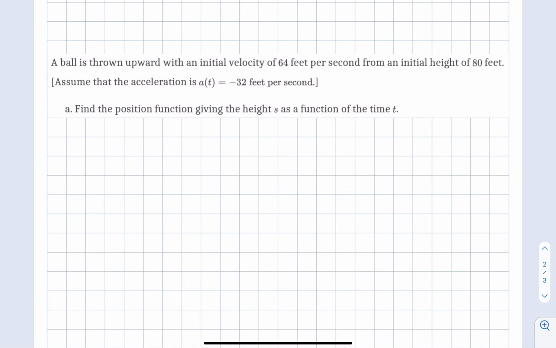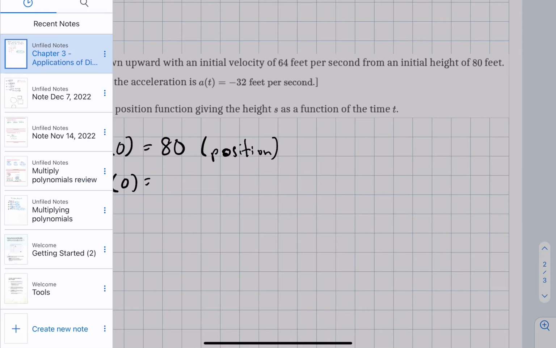Okay, well, let's first of all start off with some given information. We can start off with the position function. So s of 0, which is basically when time is 0, that's going to be 80. Okay, because that's the starting height there. And just a reminder here, that's going to be the position function there. We are also told about velocity, which is the first derivative of the position function. And so that's going to be, it's being thrown upwards, so that's going to be 64.